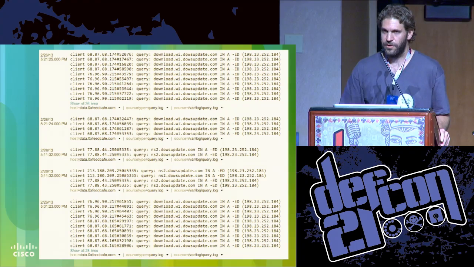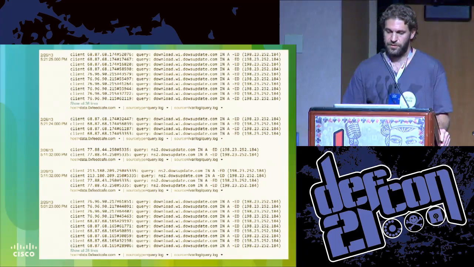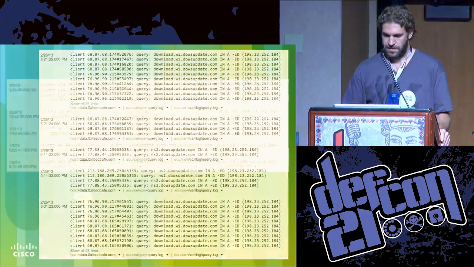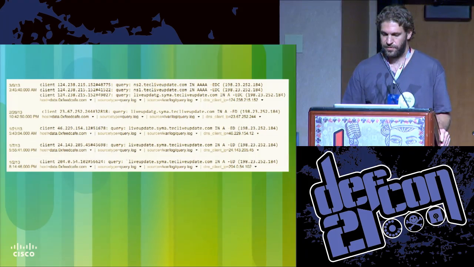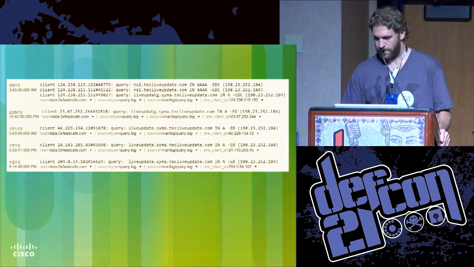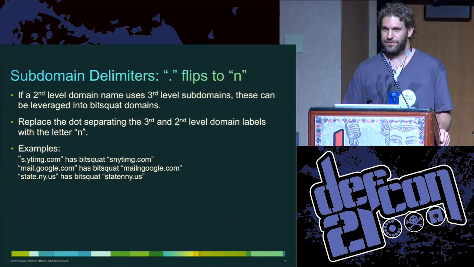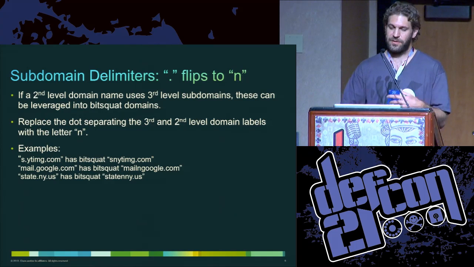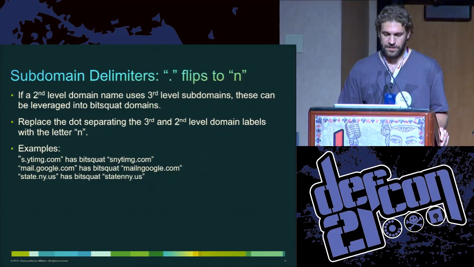And these were some of the queries that we were getting from the internet. Lots of people looking to download Windows updates, but instead of going to Windows Update, they were going to our domain, Doze Update. And again, here's a similar example for the Symantec Live Update. You can see that the N flipping into a dot causes their traffic to be directed to us instead. Because it's bidirectional, you can also have dots that flip into becoming a letter N.